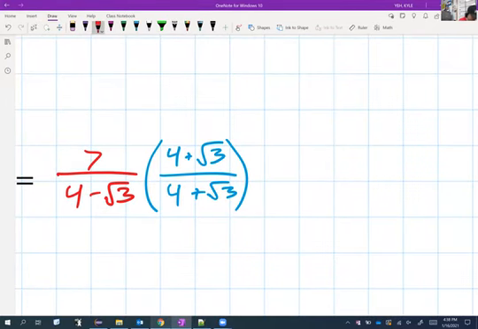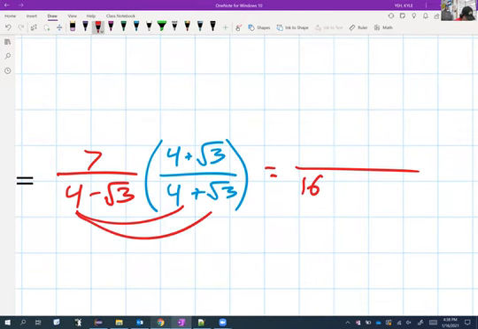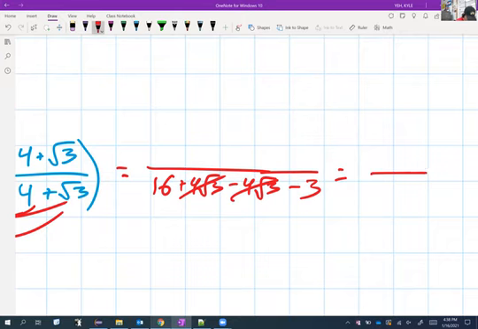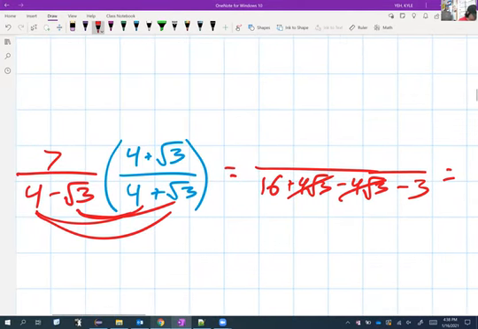I'm going to do the bottom first because that's the part we really care about. We want to make sure we don't have a radical down there. Let's FOIL. 4 times 4 is 16 plus 4 root 3 minus 4 root 3 minus, and what is root 3 times root 3? Just 3. And I think we're good because it looks like we have radicals there, but plus 4 root 3 minus 4 root 3 cancel. Our whole denominator is going to be 16 minus 3, or 13. This is how multiplying by that conjugate fixes the issue.